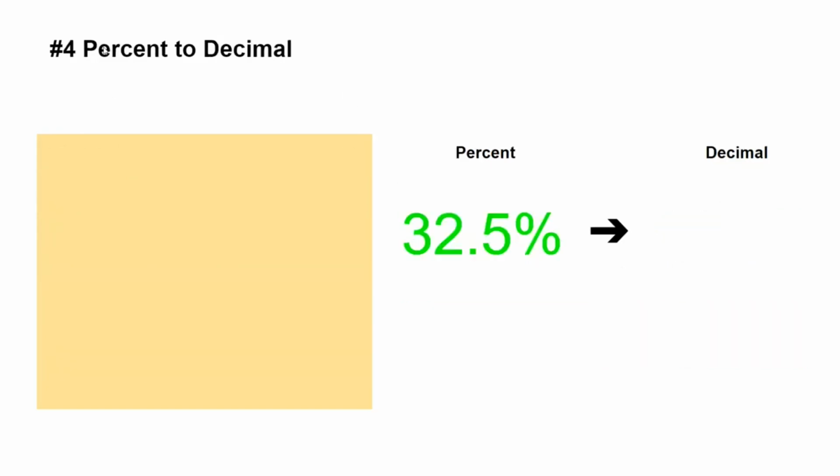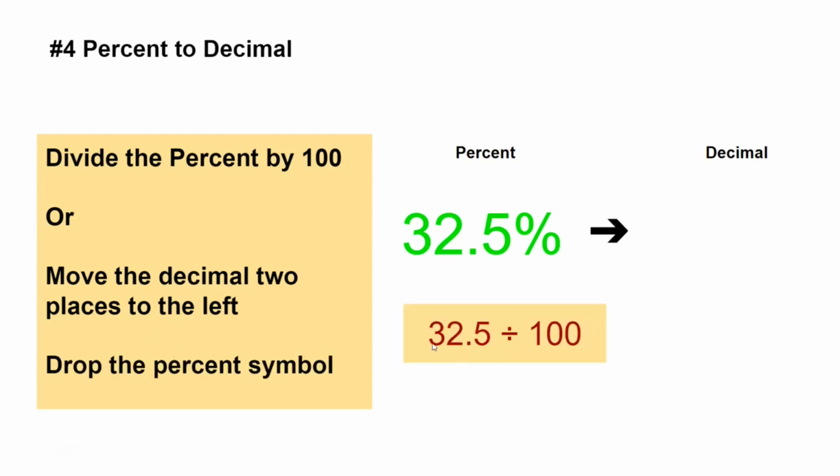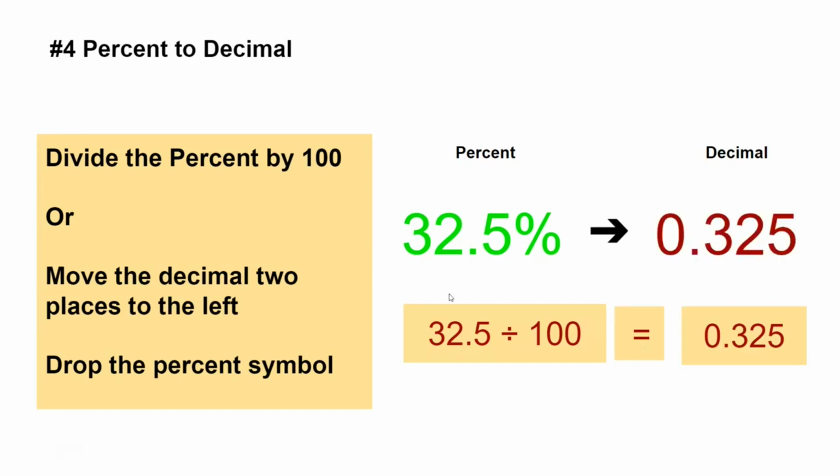Okay, on to the last one. We are now going from a percent to a decimal, and you might be guessing we just have to do the opposite. And that's exactly right. The opposite of multiplying by 100 is dividing by 100. And that's what we can do to convert this to a decimal. Or we can move the decimal 2 places to the left. And then we drop the percent symbol because decimals do not have a percent symbol. So we take 32.5 divided by 100. That equals 0.325. That's our decimal.